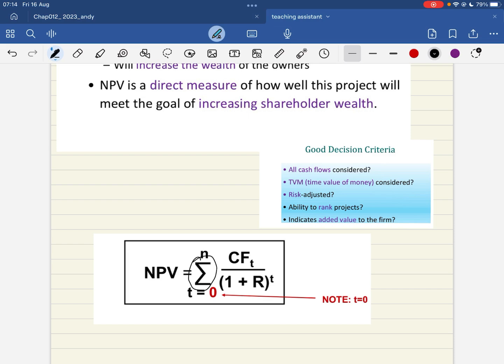For the sigma, t is equal to 0. 0 means current time. So we start from current time, year 0, until year n, which is the end of the period. CF_t, and (1 + r) to the power of t, just like what we have studied before.